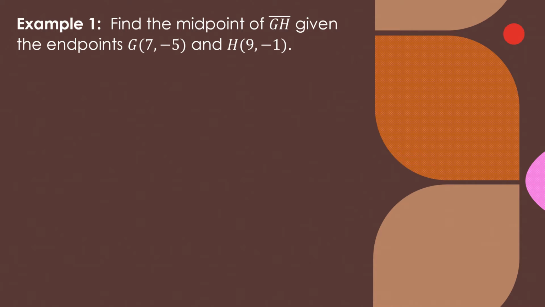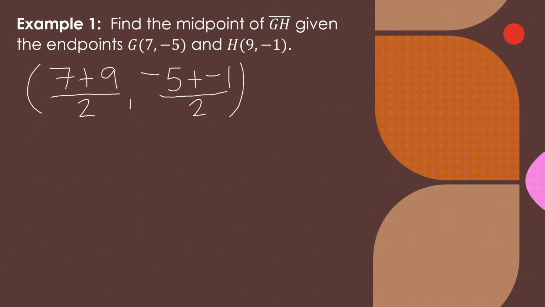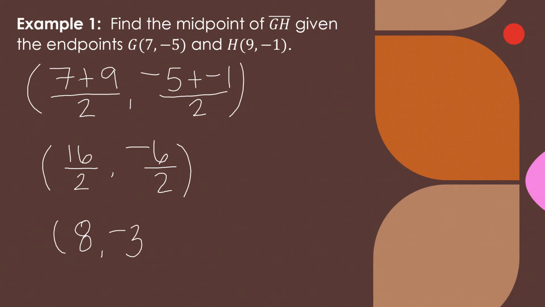So in our first example, we're looking for the midpoint of GH, and we know the endpoints are G (7, negative 5) and H (9, negative 1). To find the midpoint, we are going to take the x values and add them together and divide by 2, and then we're going to take the y values and add them together as well and divide by 2. So 7 plus 9 is 16, and 16 divided by 2 is 8. Negative 5 plus negative 1 is negative 6, and negative 6 divided by 2 is negative 3. So your midpoint is (8, negative 3).